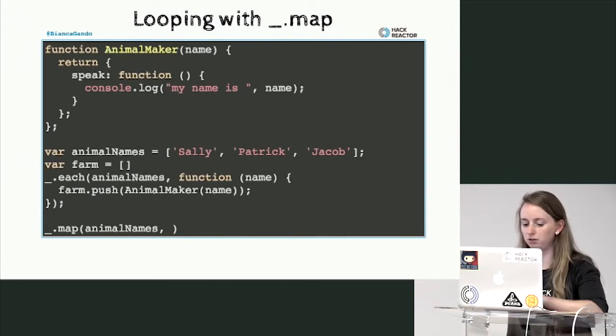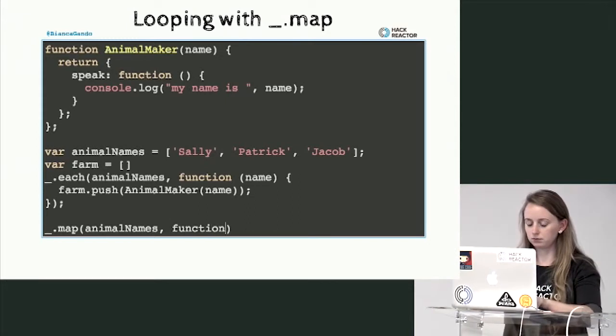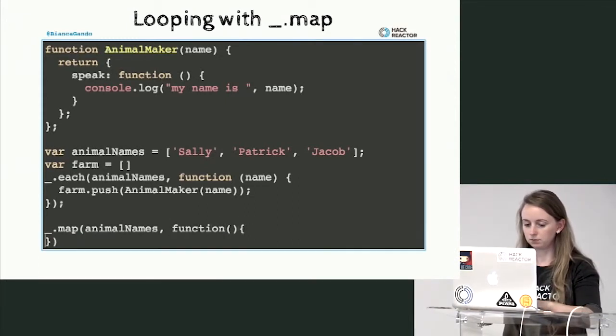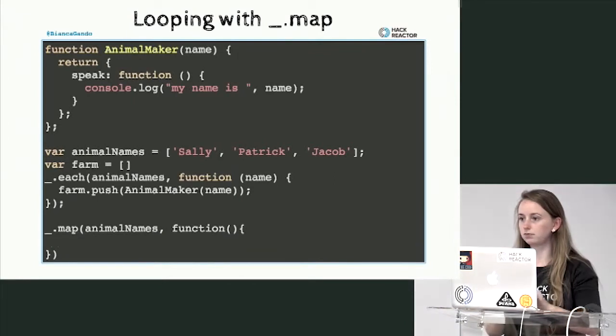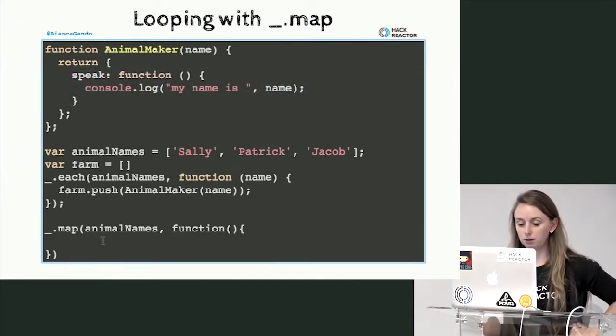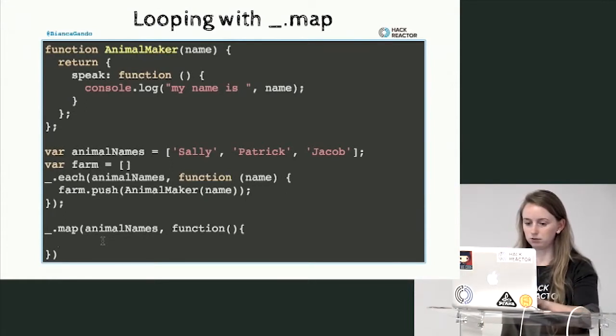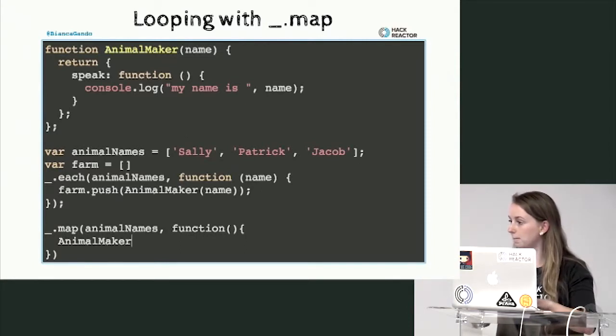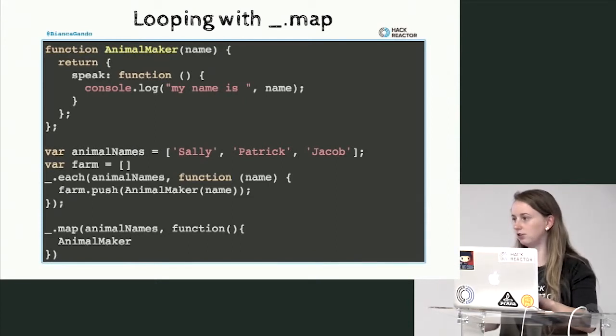What function do we want to put here? Speak. What is it? Speak. No, oh, this is speak. No, we definitely want to call animal maker somewhere. Map calls it for you. If you just pass in animal maker, map is going to call it with the name. That's true. Let's do it the long way, and then we'll clean it up.